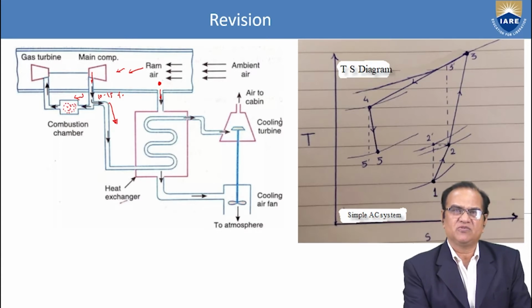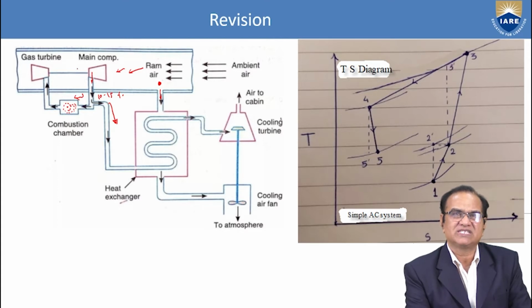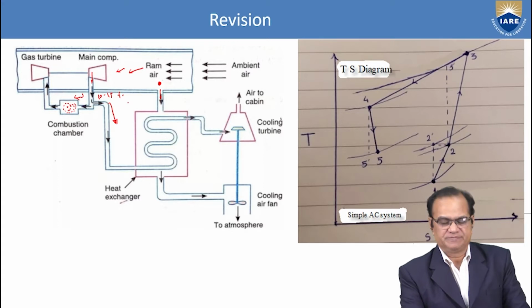This injected fuel is burning, and this combustion chamber is giving very high pressure and high temperature gases to the turbine, and in turbine expansion is taking place, and here power is generated. This power is used to rotate the compressor for the engine.